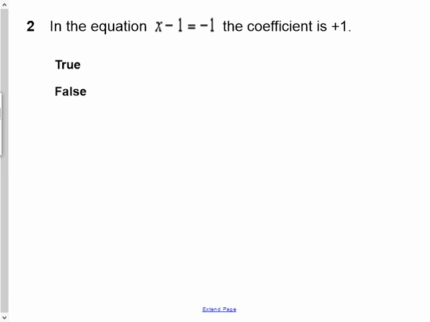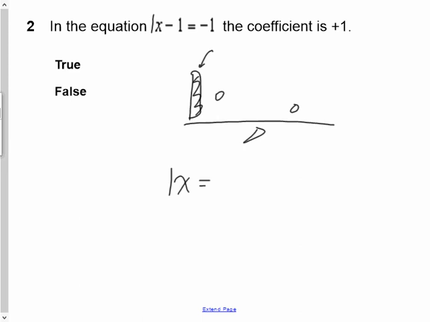Question 2, in the equation x minus 1 equals negative 1, the coefficient is 1. Now remember, a coefficient is a multiplier to the variable. So really, when we're talking about coefficients, we're talking about a 1x. If I think about how many x's I have, I just have one of them. So 1x is the same thing as x. We just don't write coefficients of 1. We assume that if it's an x, there's just one of them.